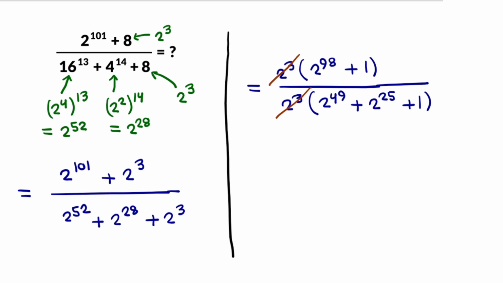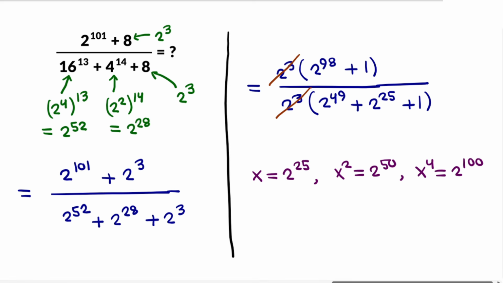Let's use substitution to make this visually simpler. Let's set the variable x equal to 2 to the power of 25. If x is 2 to the power of 25, then x squared is 2 to the power of 50, and x to the 4th power is 2 to the power of 100.